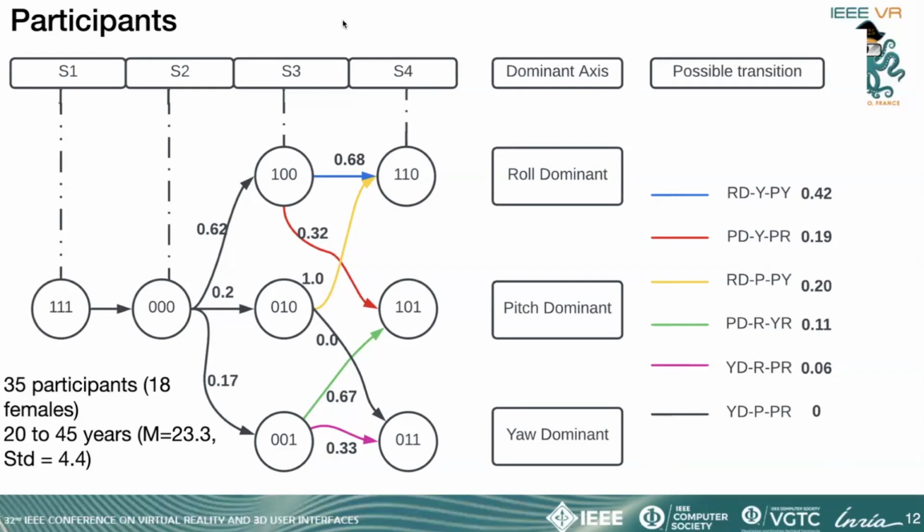The black numbers above the black circle and the color lines represent the percentage of participants who enrolled in this path. The graph on the right side summarizes the probability of the path being chosen. It's not difficult to see that we have a majority of participants who are roll dominant, with yaw axis as the least sick axis.